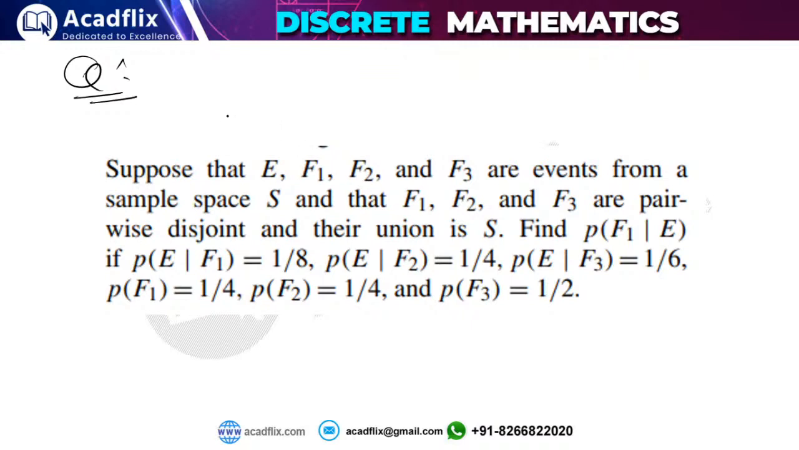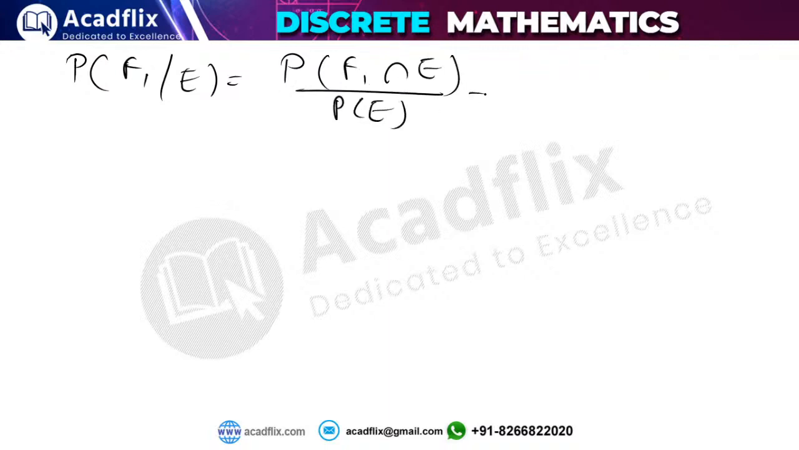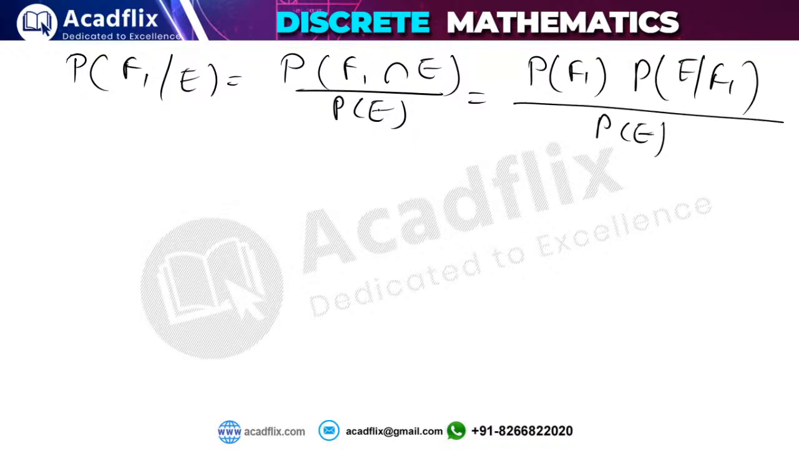Let's see. He's asking the probability of F1 given E. What is F1 given E? Just apply the conditional probability formula. You will get F1 intersection E divided by probability of E. What is F1 intersection E? This is nothing but probability of F1 multiplied by probability of E given F1, divided by probability of E. Let's first find what is probability of E.